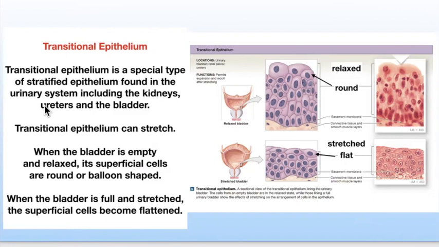Transitional epithelium has the special property of being able to stretch. When the bladder is empty and relaxed, its superficial cells are round or balloon-shaped, but when the bladder is full and stretched, these superficial cells become flattened. That would be occurring also in the renal pelvis, the part of the kidney that collects urine, and in the ureters, which carry urine from the kidneys to the bladder.